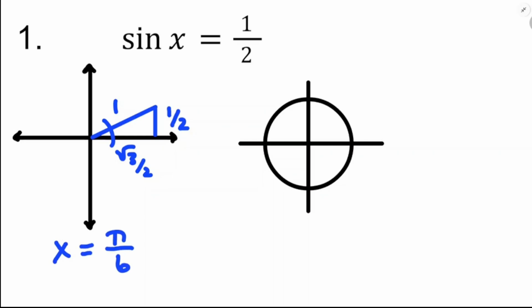Okay, but there's another place where sine x could be a half. It could be right there. It could be the same height over here. And there we go. Get ourselves another triangle. And that could be short of pi by pi over 6, and so that would be 5 pi over 6.